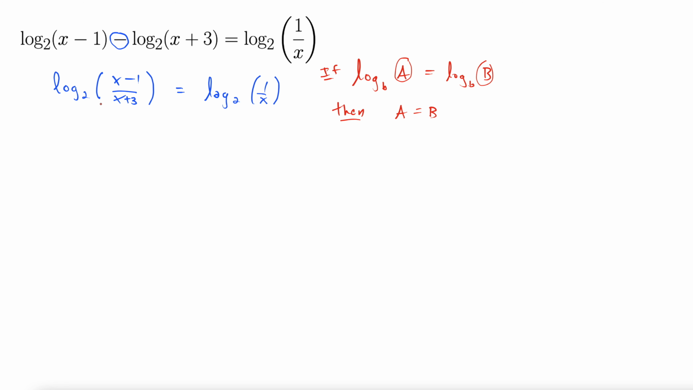Okay, so in this example, this would be our big A, this would be our big B. All right, so that only works when you have the same log base on each side and nothing else, right? Log equals log. Perfect, that's what we want to have happen. So then we have x minus 1 over x plus 3 equals 1 over x. The question is, can you solve this now?